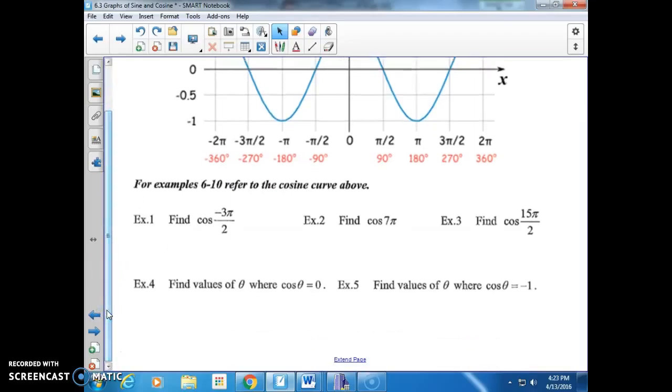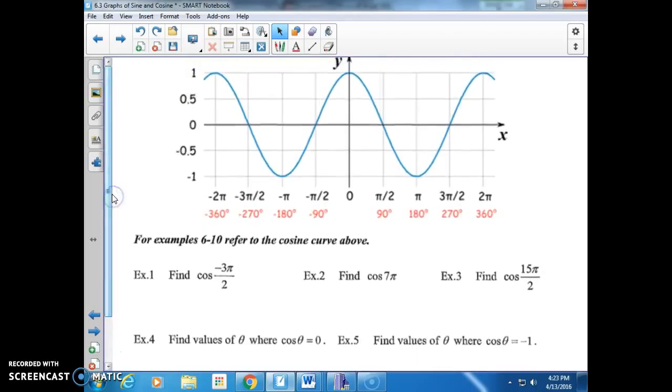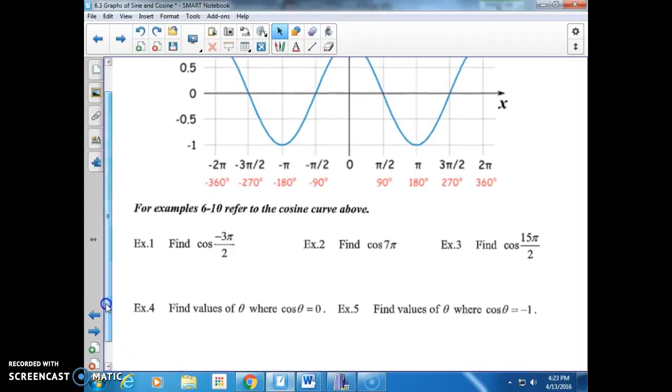So we're going to use this cosine graph. I pulled this. You should have your own, so you can just look up at the top of the page. Yours is probably even more precise than mine. If we're asked to evaluate the cosine at negative 3 pi over 2, it is on our graph, so we don't really have to worry that much.